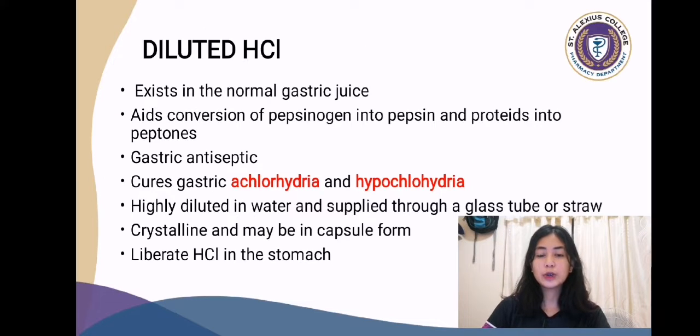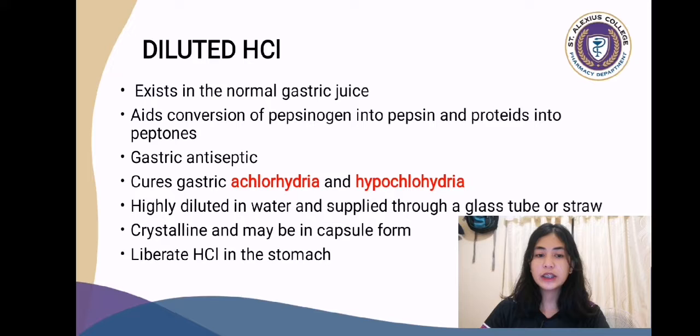We have also the diluted hydrochloric acid, a solution containing not less than 9.5 grams and not more than 10.5 grams of hydrochloric acid in each 100 ml of solution. It exists in normal gastric juice at about 0.2%, aiding in the conversion of pepsinogen into pepsin and proteins into peptones, and as a gastric antiseptic. It cures gastric achlorhydria, or the absence of hydrochloric acid in the stomach, and hypochlorhydria, the deficiency of HCl in production of the stomach.